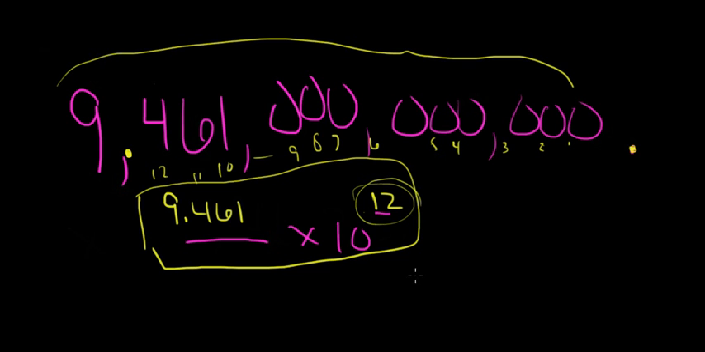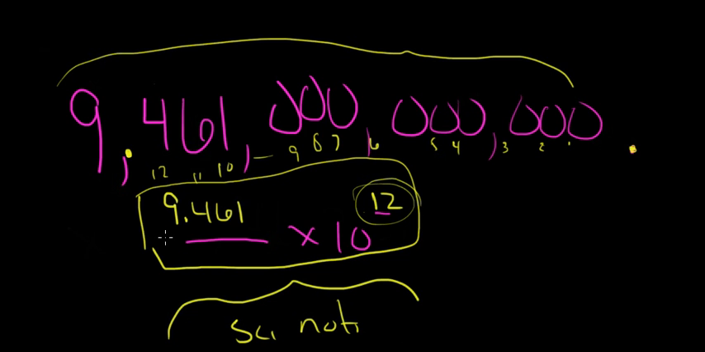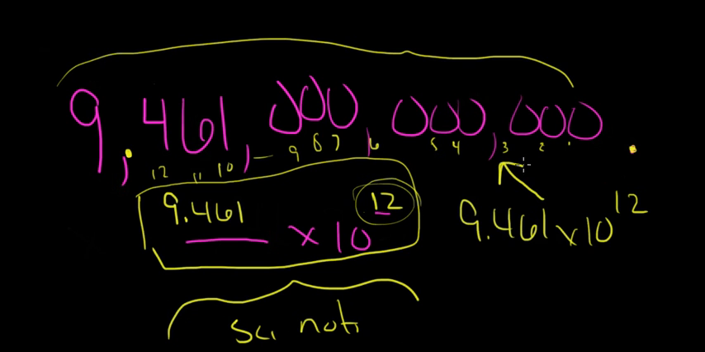This right here, that's the scientific notation. All of this, the 9.461 times 10 to the 12th is a scientific way of writing this large number right here. Okay, everybody see that? All right, any questions before I clear it? Okay, I'm going to clear it out.